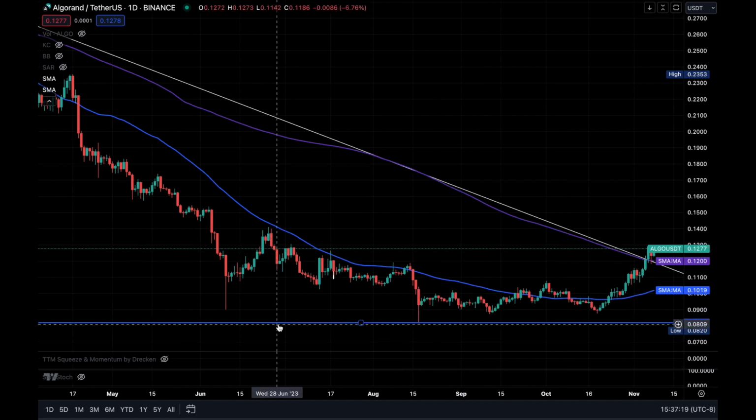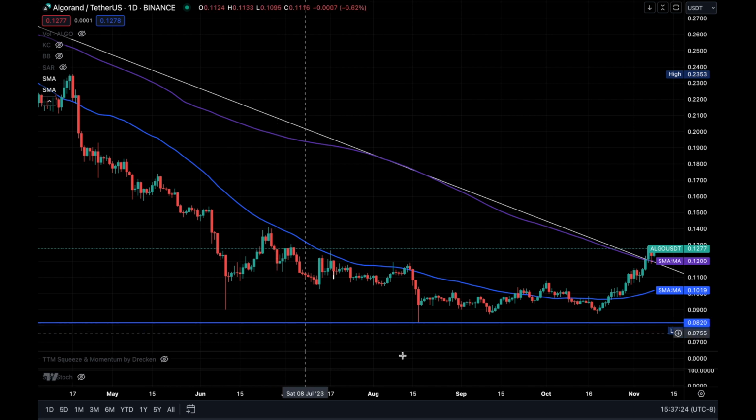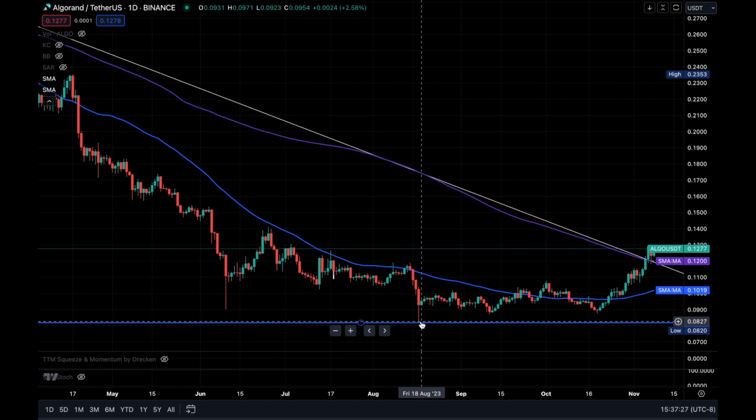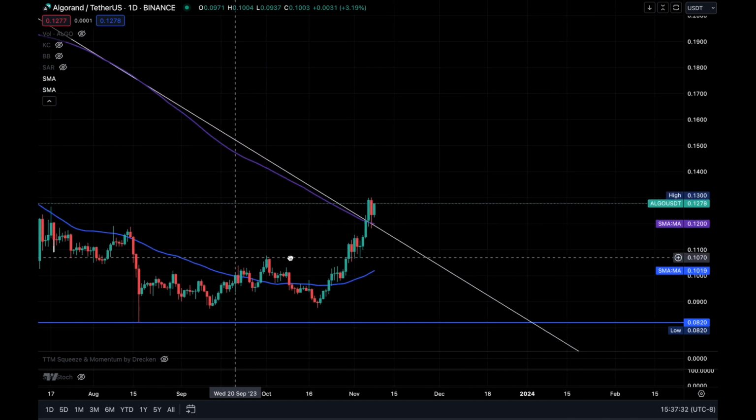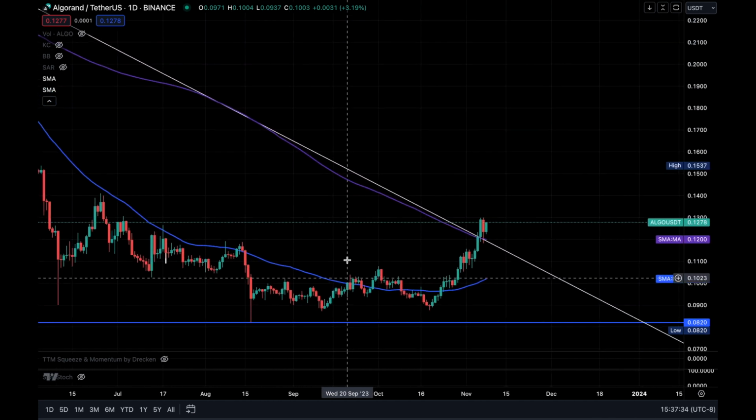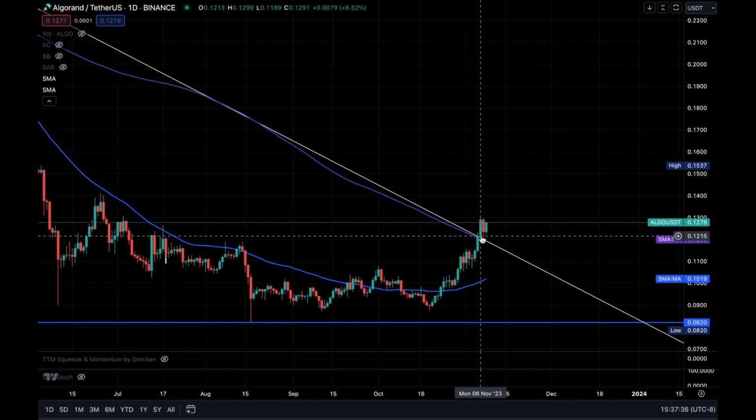This blue line here is to indicate the low of this recent cycle or this recent year, which we've seen a spike down to sub 9 cents. And Algorand since then has recovered. I think that's important. So this trend line again has been broken.